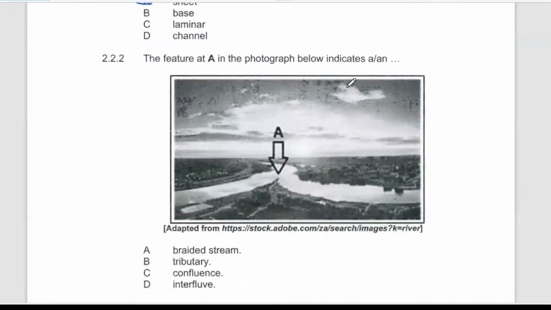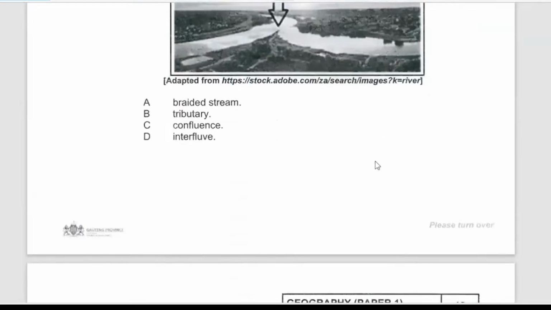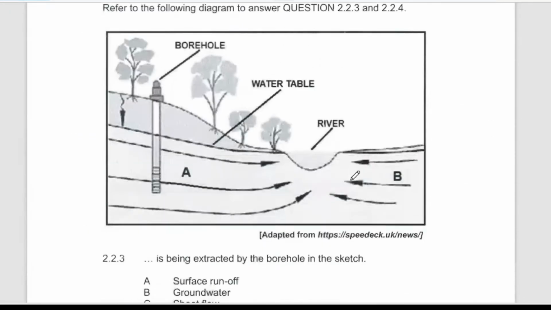Right, we move on to the next question. The feature at A in the photograph below indicates what? What is the likely feature here? We are seeing there is a stream which is coming from this side, meeting a stream which is coming from that side, and around A, that's the meeting point. So the meeting point of two streams, we call it a confluence. Right, move on to the next question.